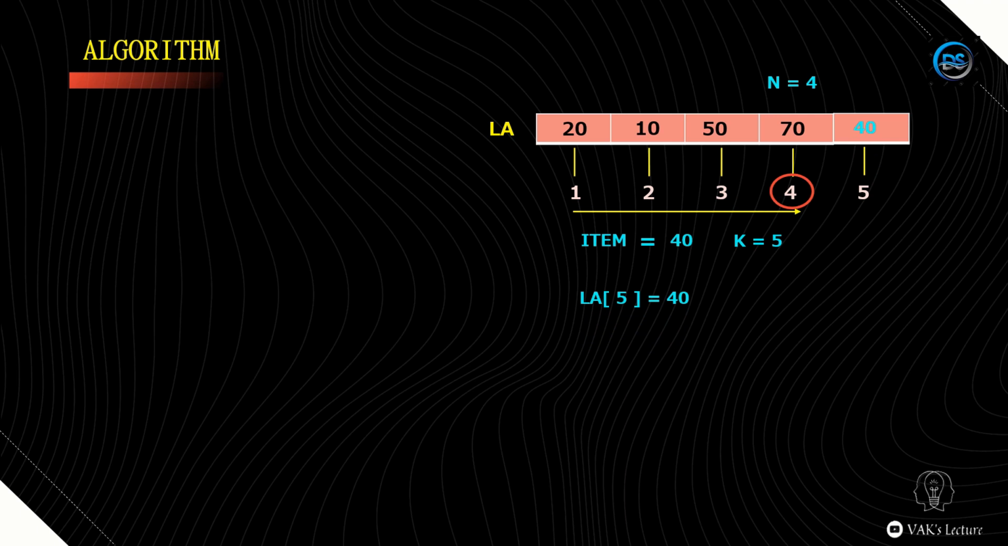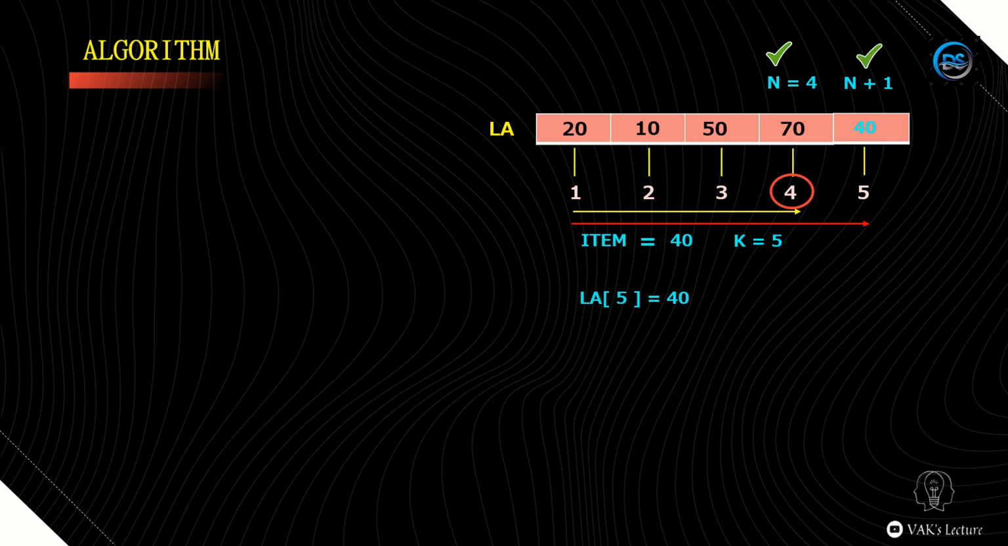Okay. For this insertion, up to at what position we have to move? Up to last position we have to move, right? Already we have the size or the number of elements is n. But after inserting, how many elements we will get? N plus 1, right? So the size of the array LA will be n plus 1.